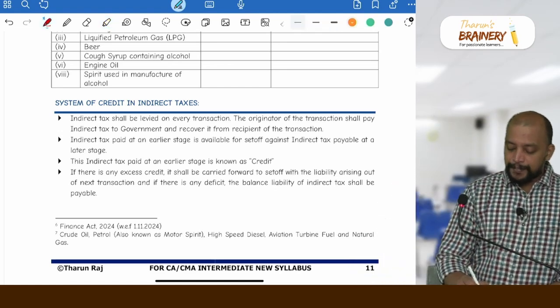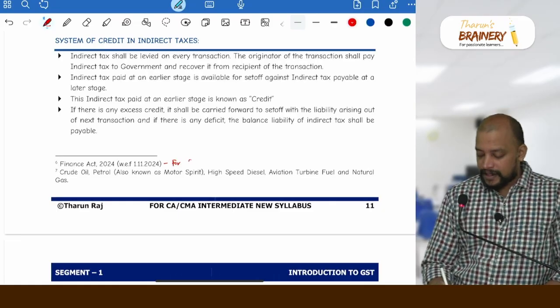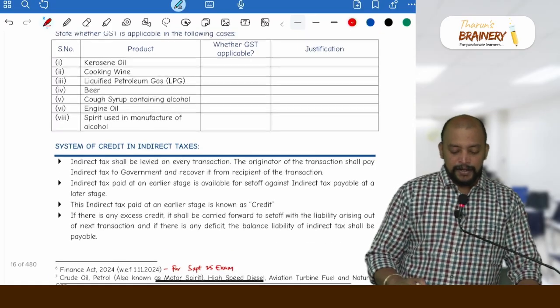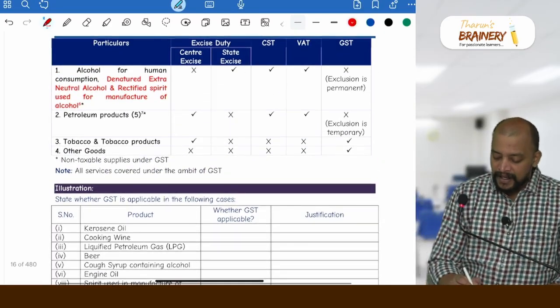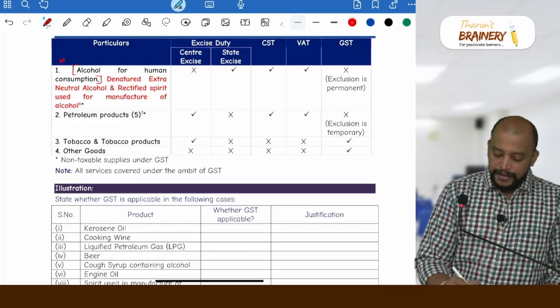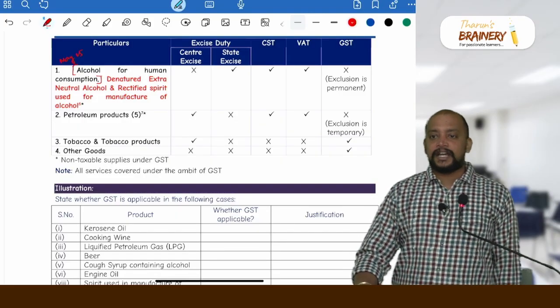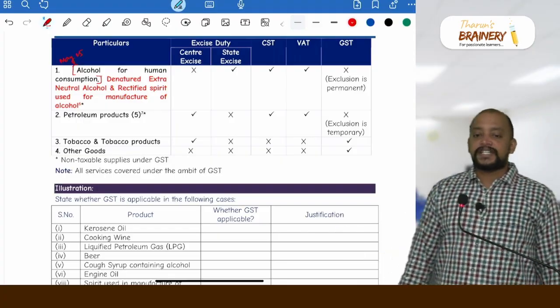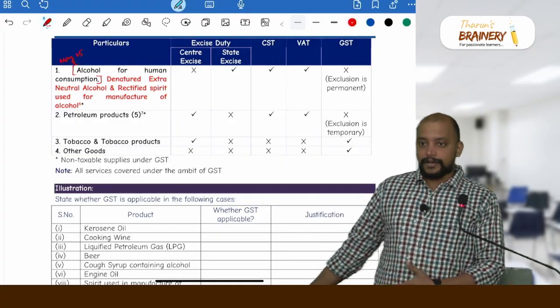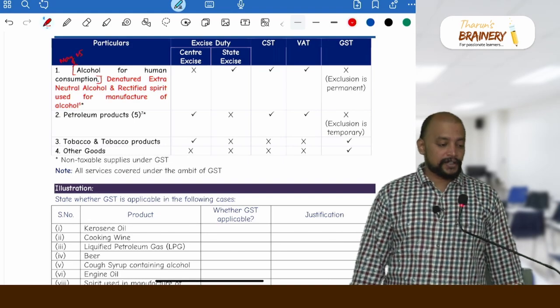You write there. So for the September 25 exam, this is for the September 25 exam. If you are appearing for the May 25 exam, you need to remember only alcoholic liquor for human consumption. If it is for September 25, there are two more extra: DNA and rectified spirits used in the manufacture of alcohol.